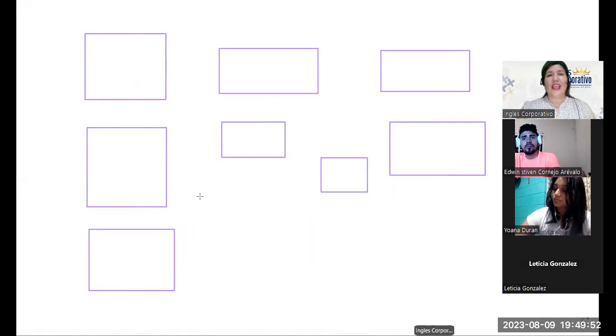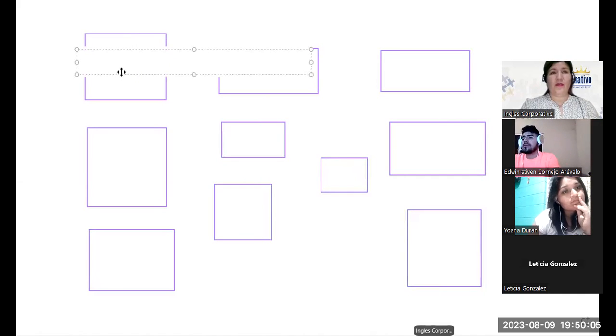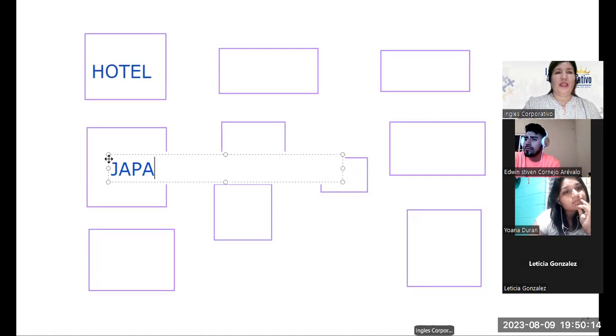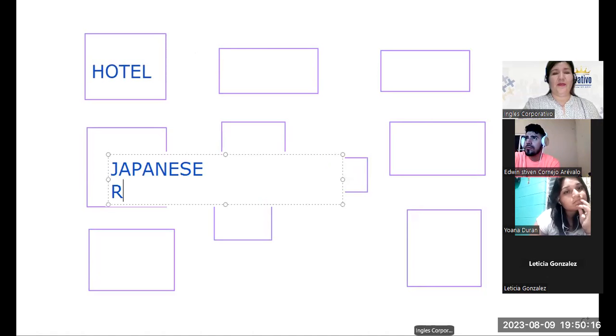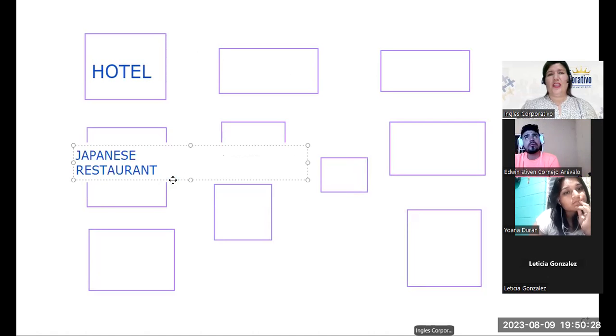And you write the names of the places, right? You can have the names of the places. Here you put, see, you put hotel. Okay, this is a hotel. This is a Japanese restaurant. A Japanese restaurant, right? And then you can invent whatever thing that you want to have. Si usted quiere tener aquí la university, la puede poner.